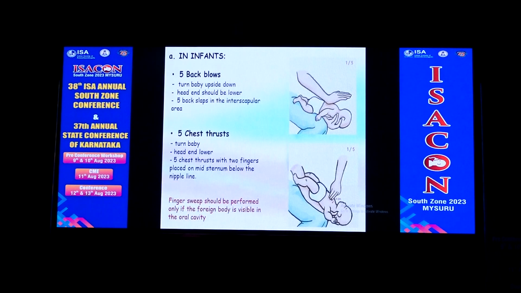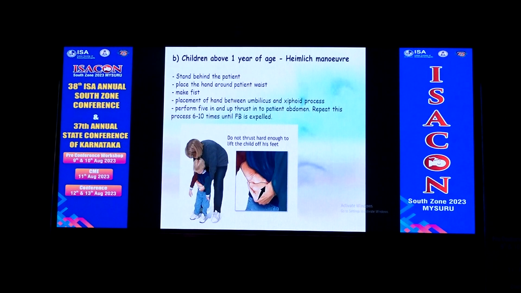Now, if the child is more than 1 year of age, an elder child, then Heimlich maneuver has to be performed. Stand behind the patient, place the hand around the patient's waist, make a fist, place the fist between the umbilicus and the xiphisternum, the other hand over this fist, and forceful abdominal thrusts have to be given in the upward and backward direction. This has to be repeated several times till the foreign body is expelled out or till the child becomes limp and unconscious. If the child becomes unconscious, then continue CPR.